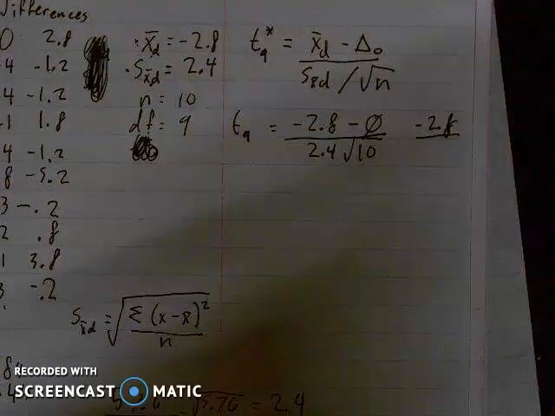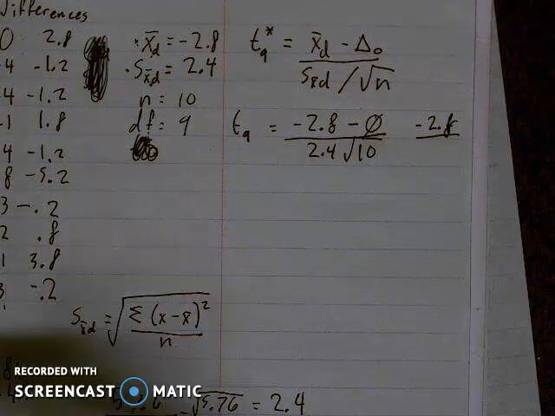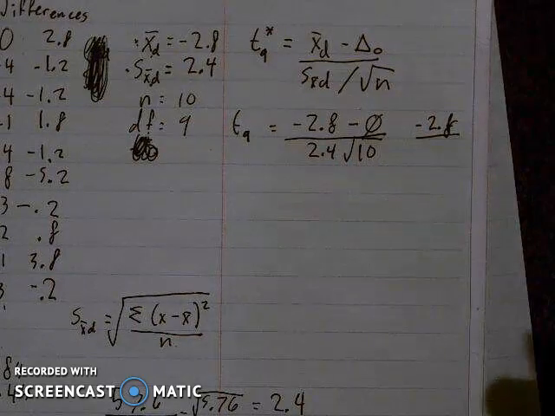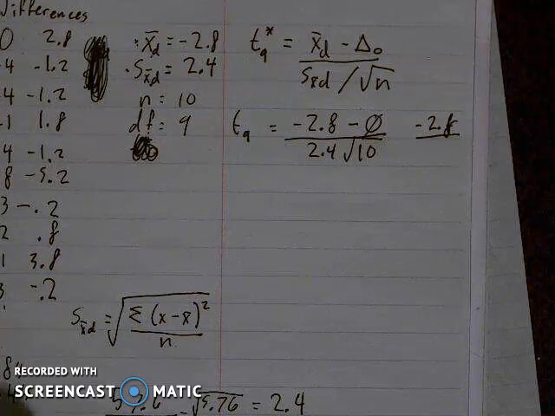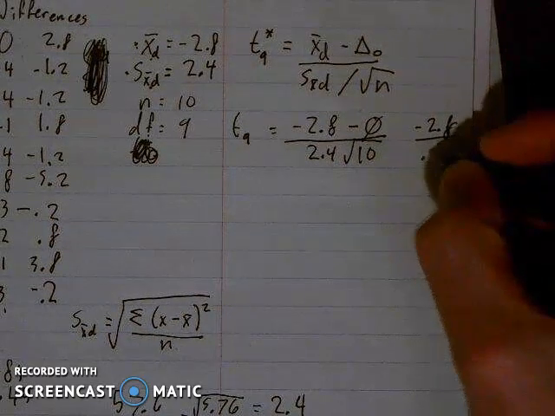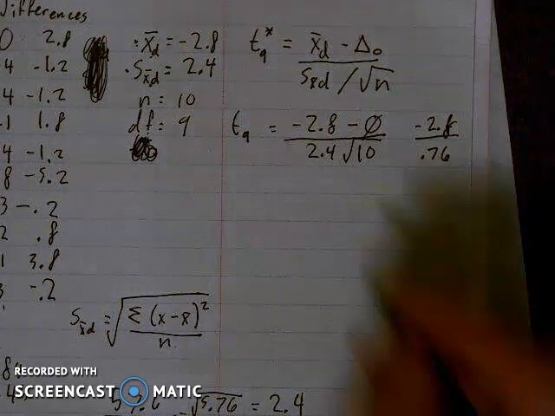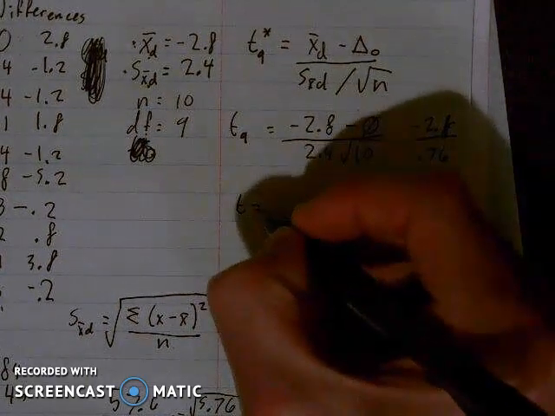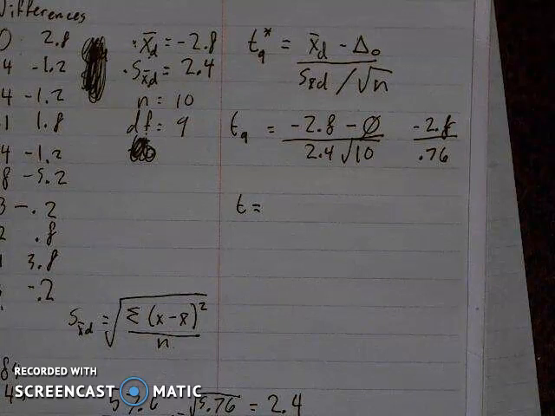And then the bottom part, well, first, what's the square root of 10? Turns out the square root of 10 is 3.1622, blah, blah, blah. So we're going to do 2.4 divided by that number. And we get 0.7, I'm just going to round to 0.76. So our critical T is going to equal negative 2.8 divided by 0.76.